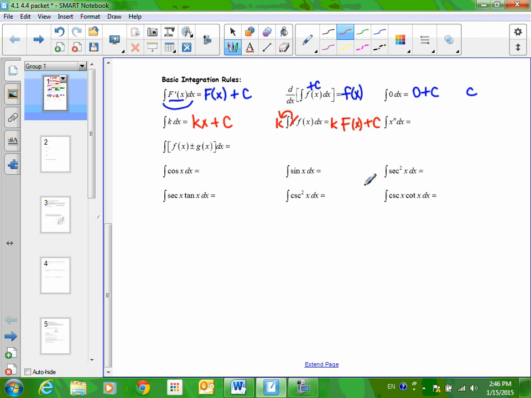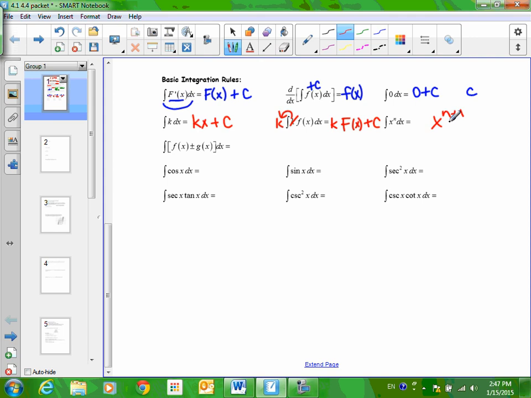All right, the next one is huge. The next rule we're going to use a lot today. And that is, what do you do when you have x to a power? Let's just remember, what would we do if we were deriving x to the n? The n would be multiplied to the coefficient, and the power would be n minus 1. So we're going to do the exact opposite. What do you think the power is going to be? Let's do that first. N plus 1. Instead of subtracting 1 from the power, I'm going to add 1 to the power.